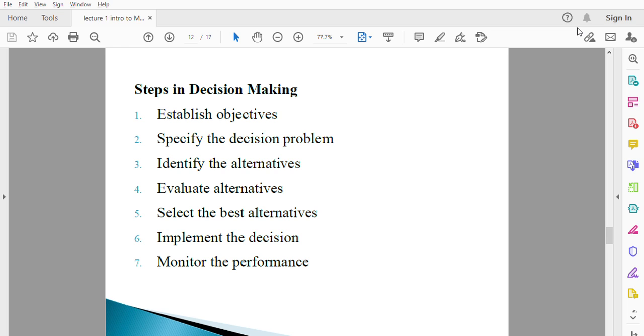Then implement the decision. Implementing the decision is using the selected alternative to make a decision. Then after the decision is made, you have to monitor the performance. The alternative you chose, you have applied it. Now what is the success of the alternative you chose? Are you attaining success, or has there been a failure? So, constant monitoring of the performance. These are very good steps every manager must adopt in making decisions.